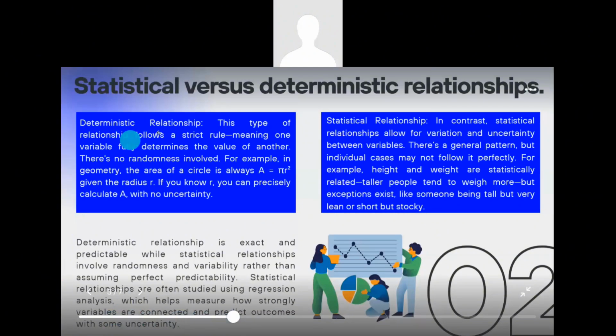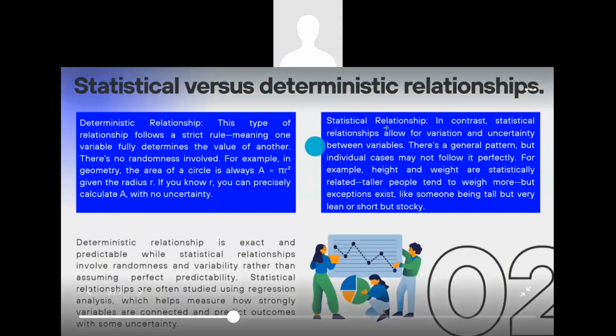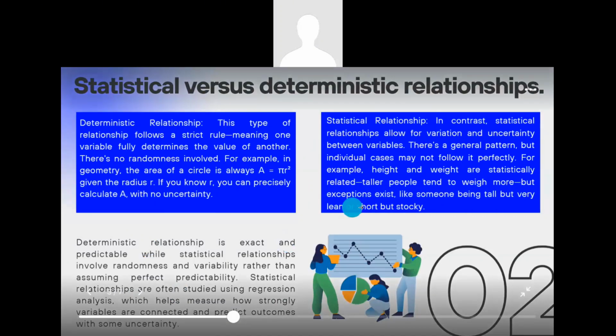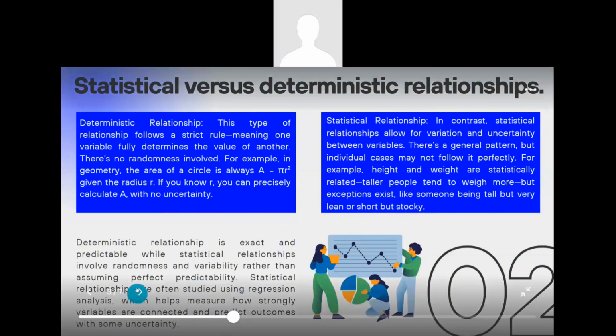For example of deterministic relationship, the area of a circle is A equal to pi r squared given the radius r. If you know r, you can precisely calculate A with no uncertainty. For example of statistical relationship, height and weight are statistically related. Taller people tend to weigh more, but exceptions exist, like someone being tall but very lean, or short but stocky.